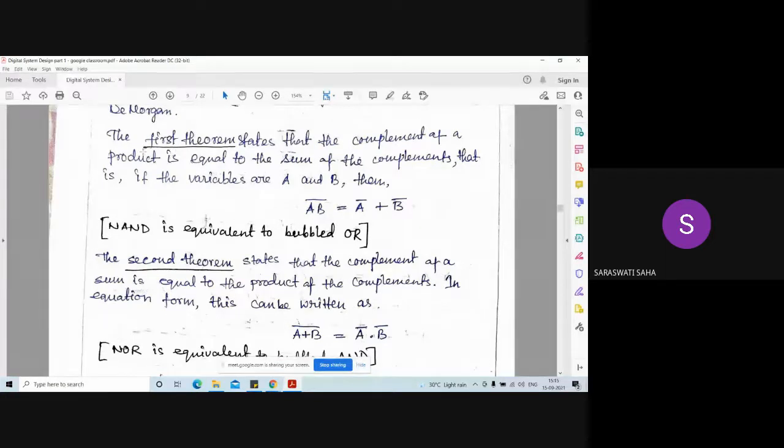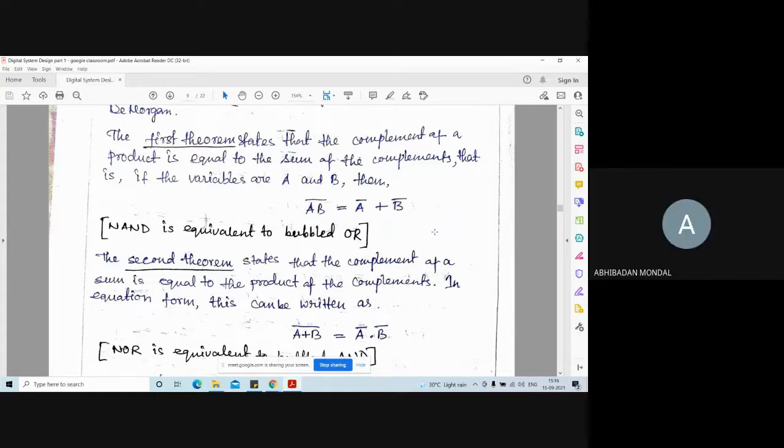Complement of a product term is equal to the sum of the complements. Sum means this OR. Sum of the complements: there are two variables, so take the complement of each variable, A complement and B complement. That is, if the variables are A and B, then we can write (AB) complement is equivalent to A complement plus B complement. And you can read it as NAND is equivalent to bubbled OR. Clear the first theorem?